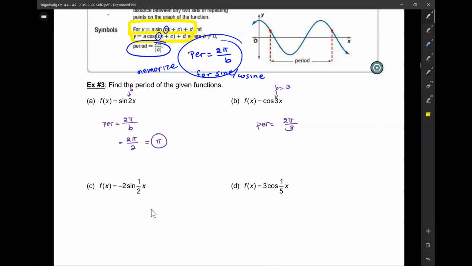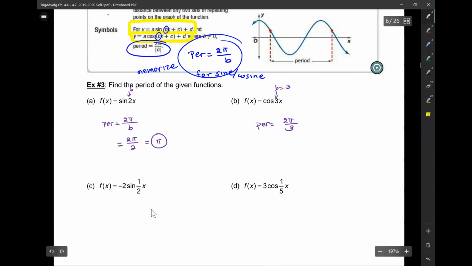Why would it be negative? Because the formula is just 2 pi over B. So whatever B is, in this case, B is 2. Right, so just do 2 pi over that number. There is no negative or positive. I saw the equal sign. Oh, I'm sorry. Yeah, that's an equal sign. Sorry.